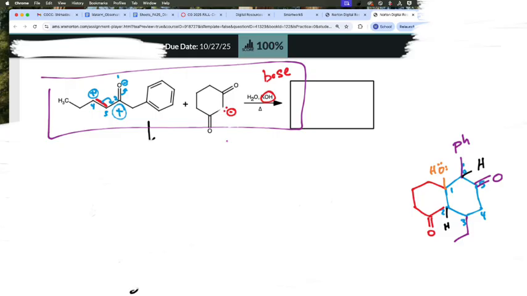I should color code that differently. We'll call it orange. Our orange alpha hydrogen can be removed by the base, shuttle the electrons in, and we kick out hydroxide as a leaving group. Is hydroxide a good leaving group? No, it's a horrible leaving group, but what are we leaving into? A basic environment. So relatively speaking, it's fine.